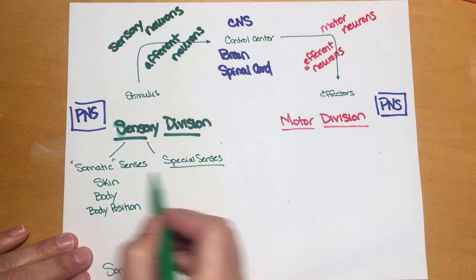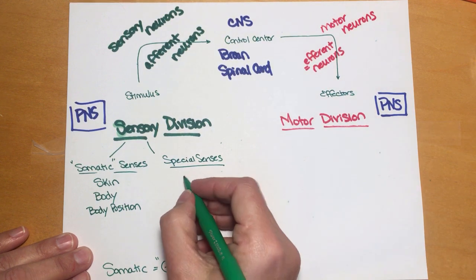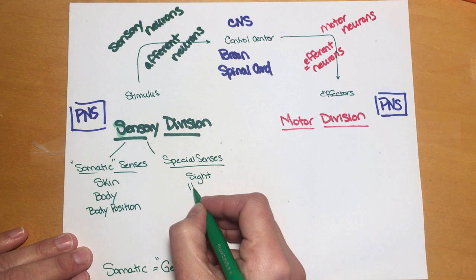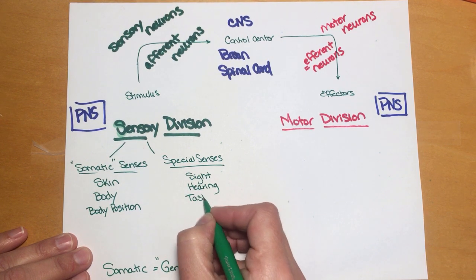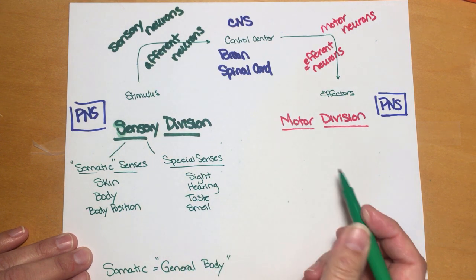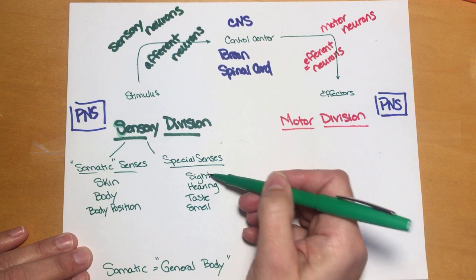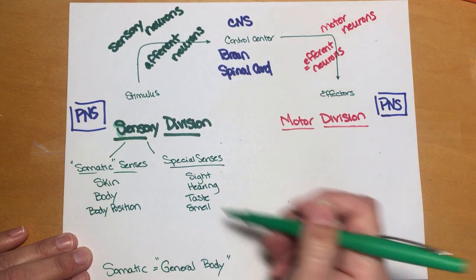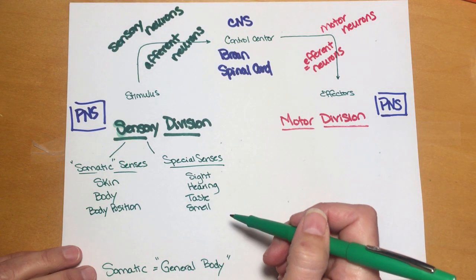Your special senses are a little bit more special though. There's only 4 of them. They are the senses of sight, hearing, taste, and smell. So all of these are special senses, and they all actually are coming from the head. So eyes, ears, mouth, and nose. And all of those are considered special senses within the sensory division.